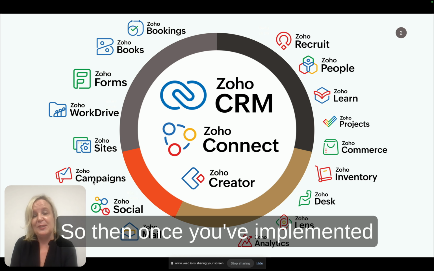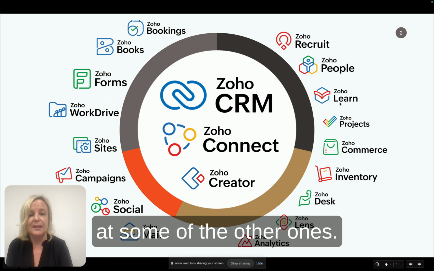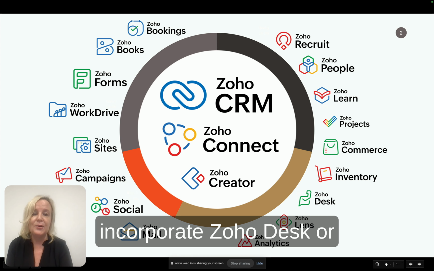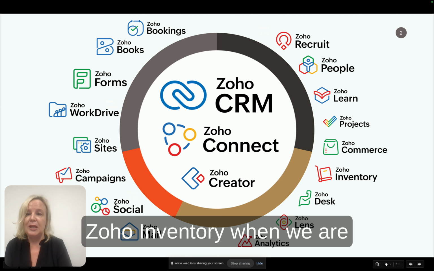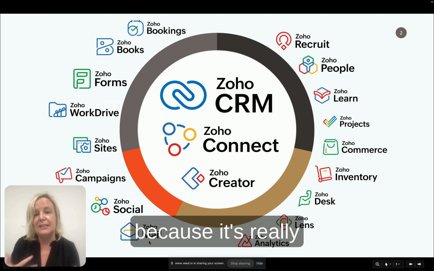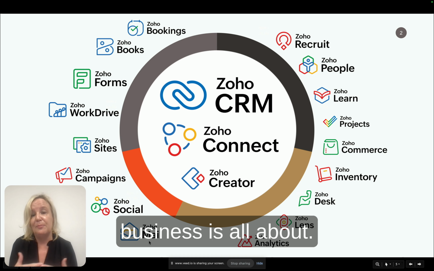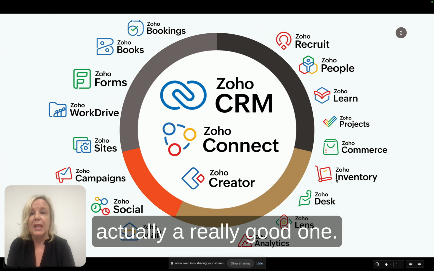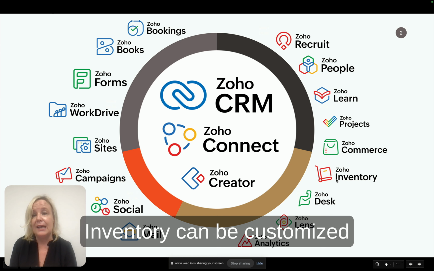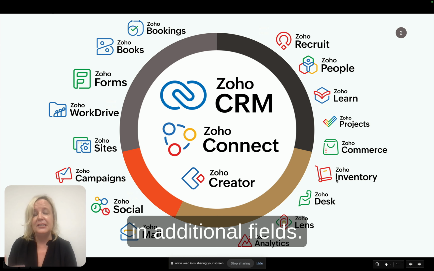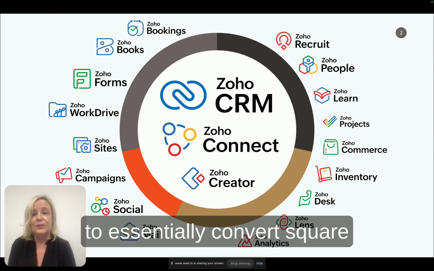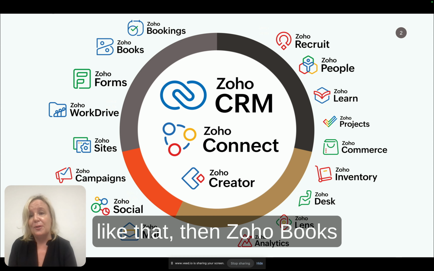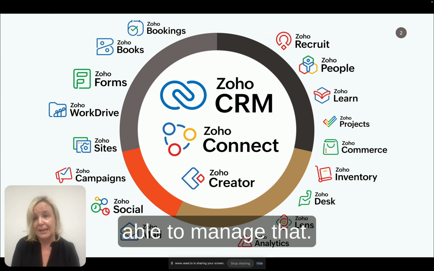So once you've implemented those items, we can then look at some of the other ones. And sometimes, based on your needs, you might incorporate Zoho Desk or Zoho Inventory, because it's really dependent on what your business is all about. So if you are needing to manage stock, Zoho Inventory is actually a really good one. And Zoho Books and Zoho Inventory can be customized, so you can add in additional fields. So if you are needing to convert square meters into hours or something like that, then Zoho Books and Zoho Inventory will be able to manage that.